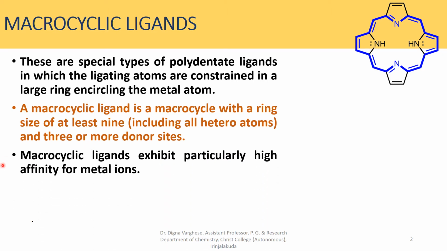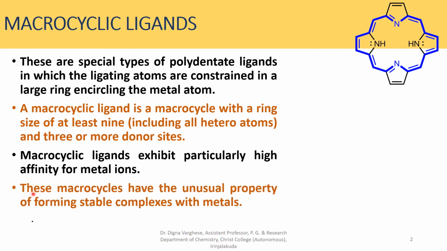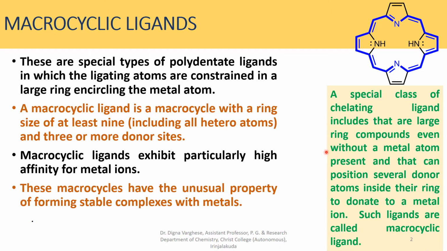Macrocyclic ligands exhibit a particularly high affinity for metal ions. These macrocycles have an unusual property of forming stable complexes with metals. Therefore, macrocyclic ligands are a special class of chelating ligand, which includes large ring compounds even without a metal atom present, and that can position several donor atoms inside their ring to donate to a metal ion. Such ligands are called macrocyclic ligands.